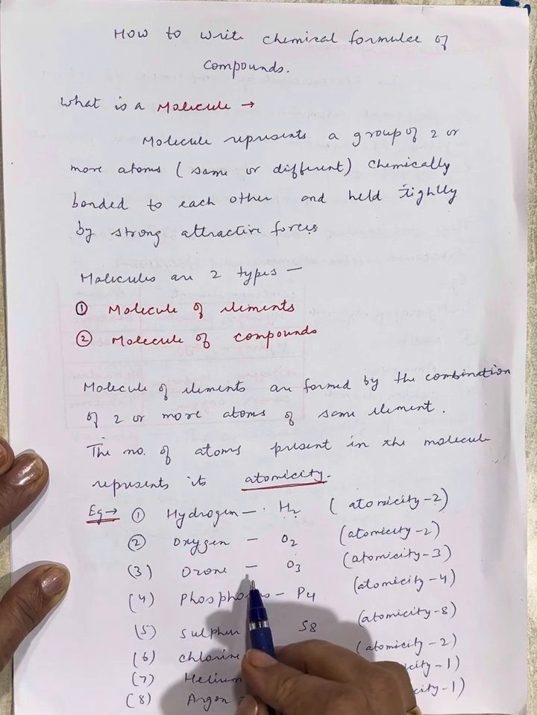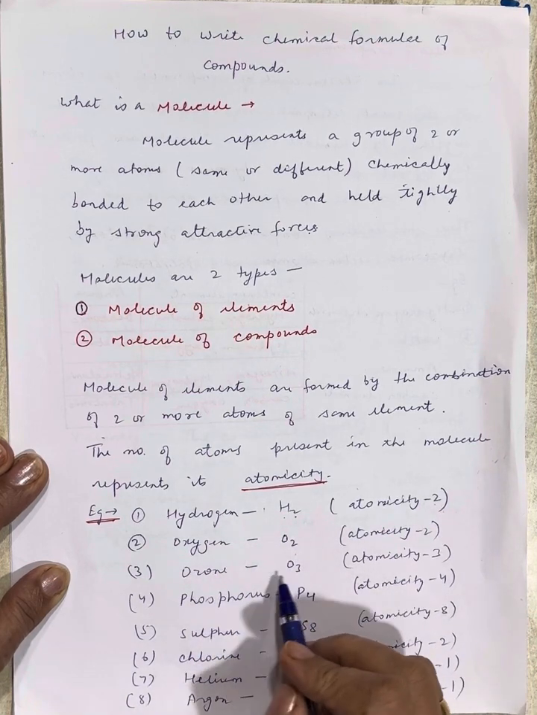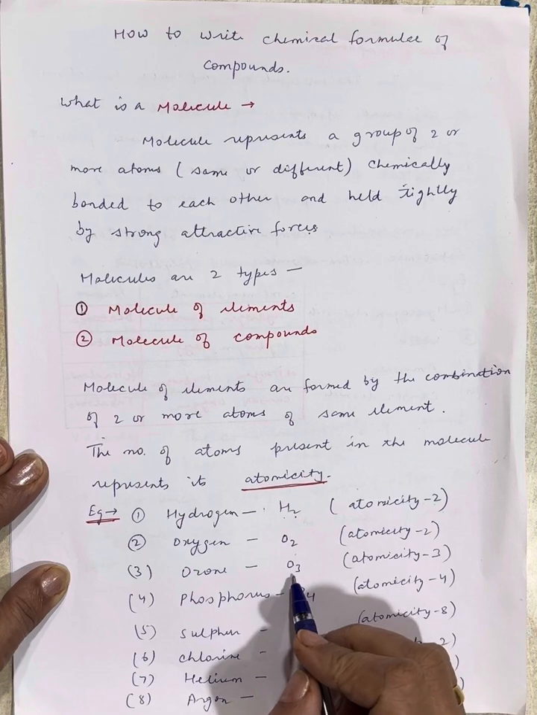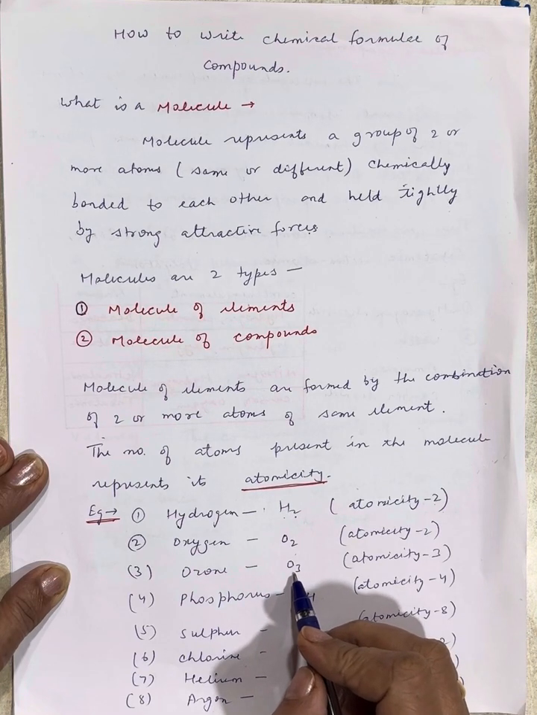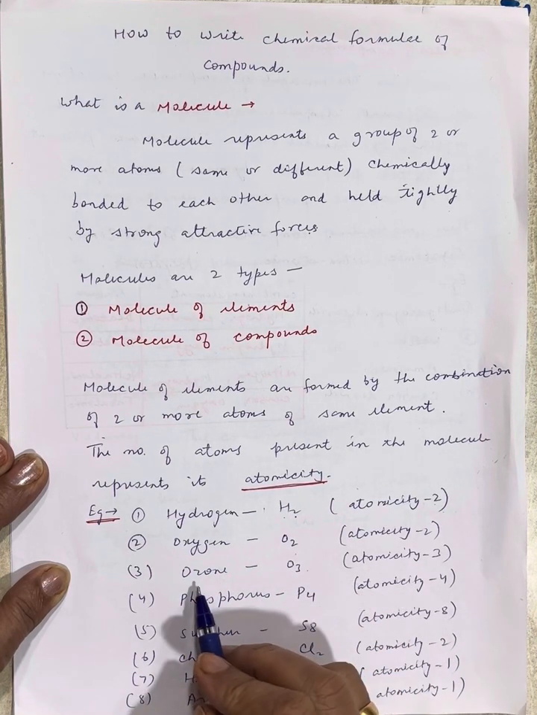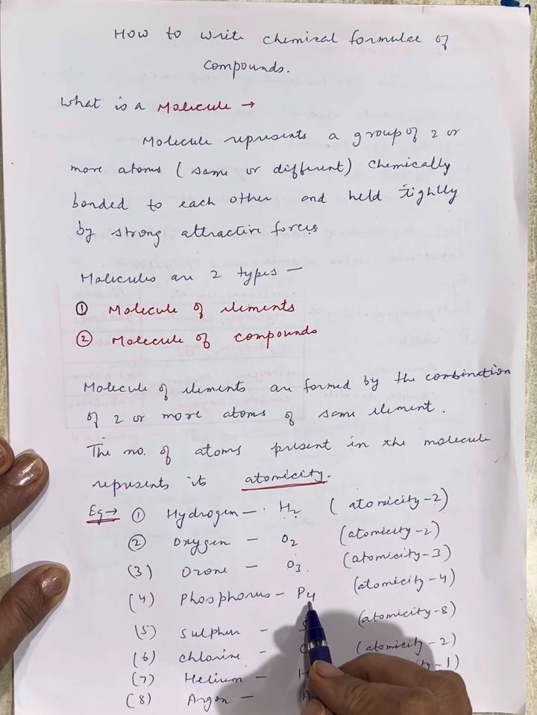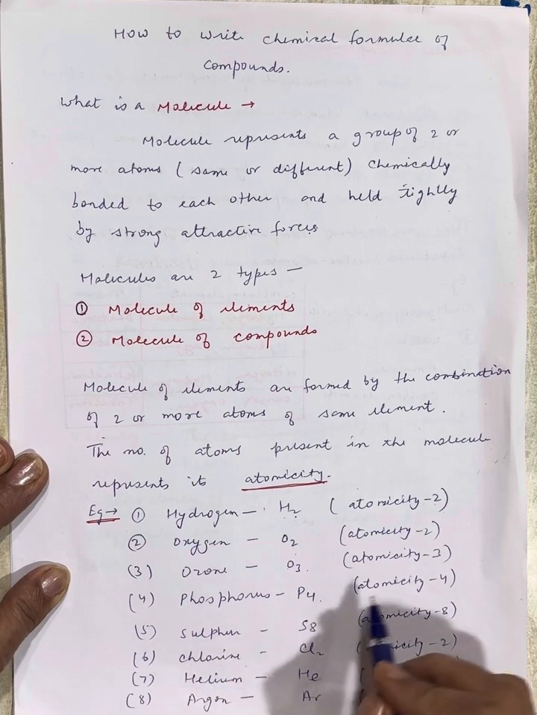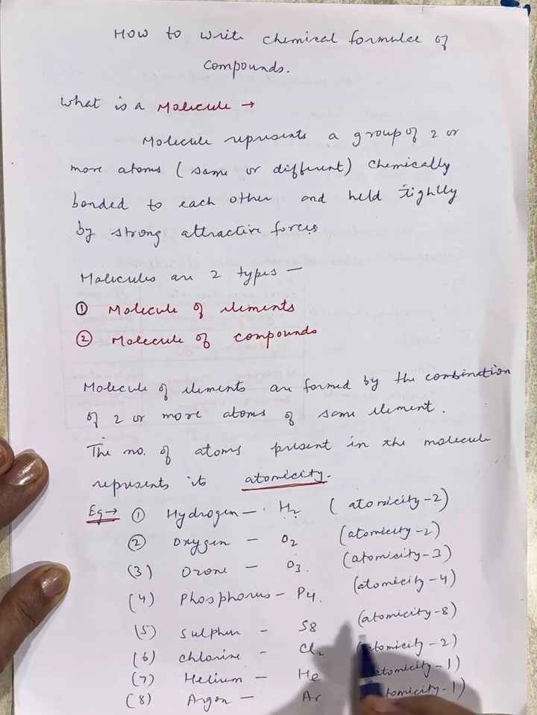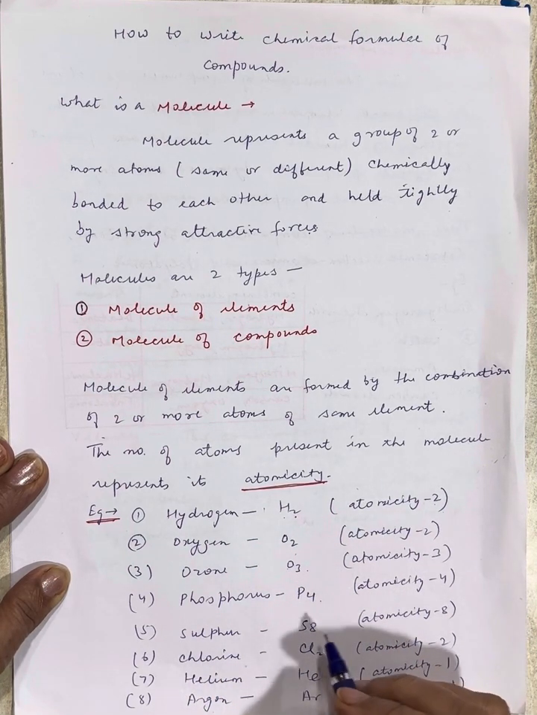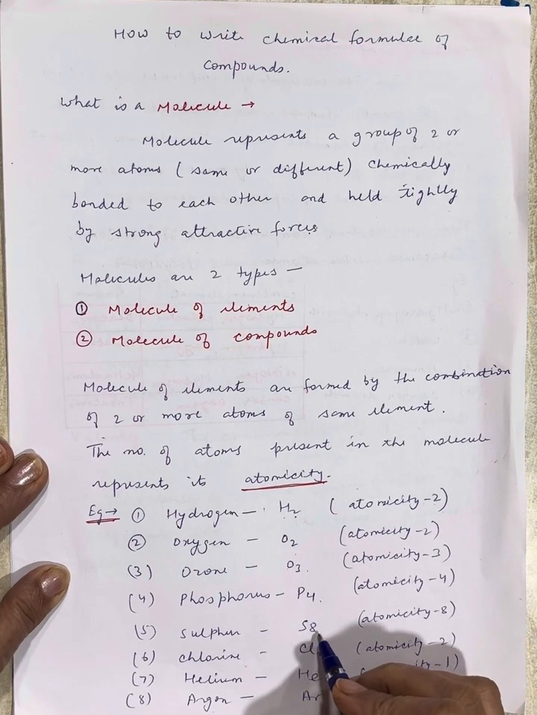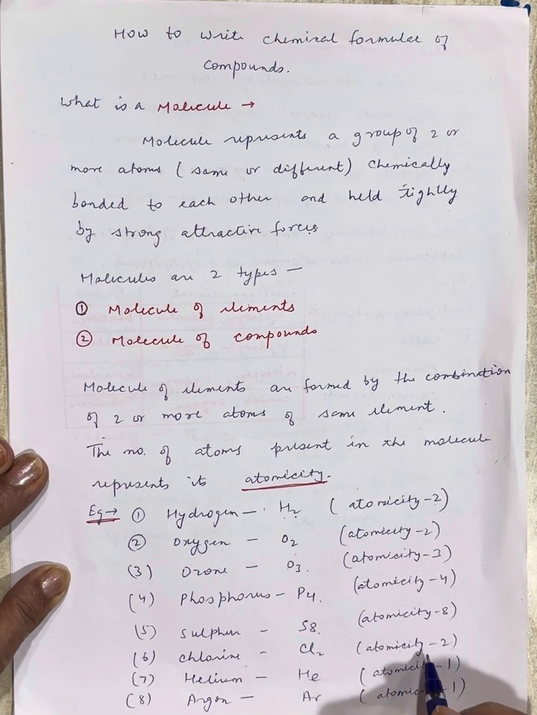And ozone is also a molecule of oxygen. In ozone, three oxygen atoms are bonded together, so its atomicity is 3. In phosphorus, four phosphorus atoms are bonded together, so the atomicity is 4. Sulfur is polyatomic, but to be very precise, it is octatomic, S8, so eight sulfur atoms are bonded together to form one molecule of sulfur. Chlorine is also diatomic, that is Cl2.